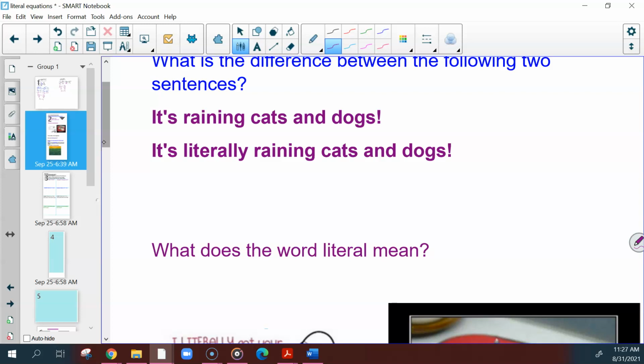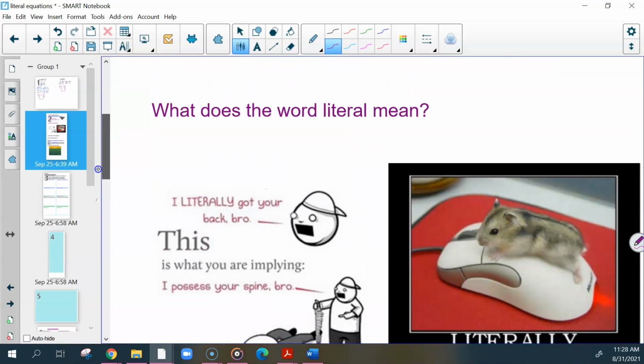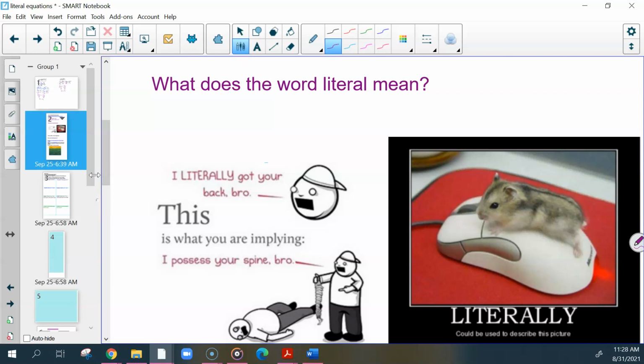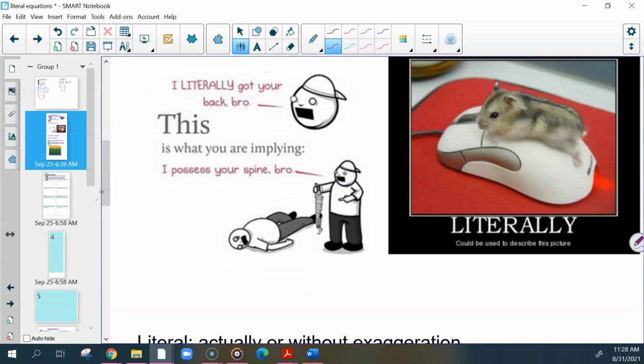But if I ask you, what's the difference between it's raining cats and dogs and it's literally raining cats and dogs? One is actually occurring, one is an exaggeration. This would be another example. When people say I got your back, they don't literally mean they took your spine out of your cell. So there's the exaggeration, and then this is the literal.